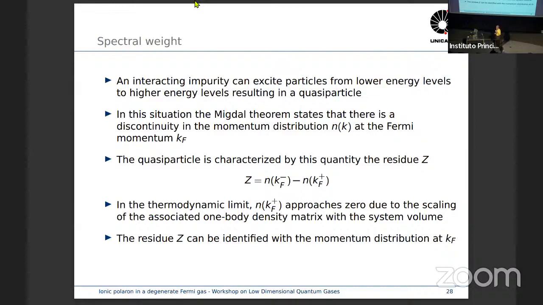Migdal's theorem states that the momentum distribution near the Fermi surface has a discontinuity, and the residue or spectral weight can be computed by this difference in the momentum distribution: slightly less than the Fermi momentum minus slightly higher momentum than the Fermi one. It happens that this momentum distribution for a momentum slightly higher than the Fermi momentum goes to 0 because the one-body density matrix has this scaling. So we can compute the residue by computing the momentum distribution.